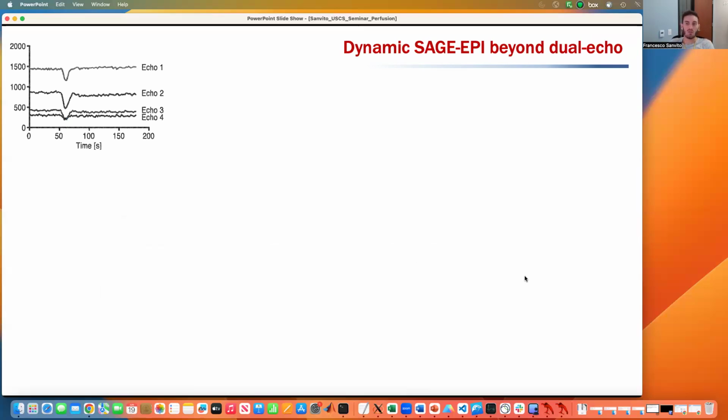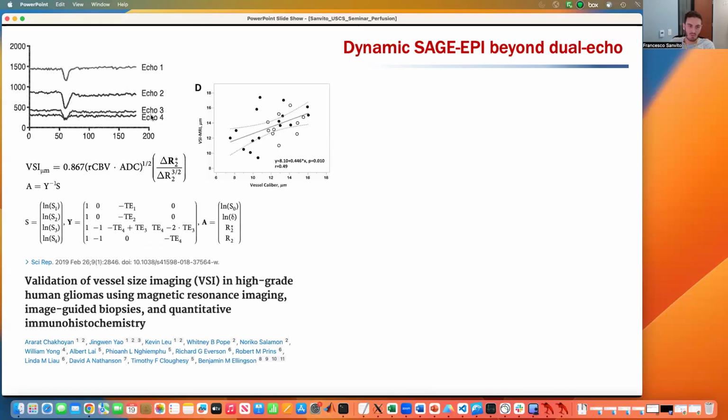I wanted to show how beyond dual echo, dynamic perfusion can have, as I said, other echoes that are spin echoes or asymmetric spin echo. An application for this is vessel size imaging. So we can use all of the information because we know that spin echo DSC and gradient echo DSC are sensitive to different sizes and calibers of the vessels. We can use all of this information to estimate the size of the vessels in each voxel, and it was shown that it correlates with the vessel caliber from histology.